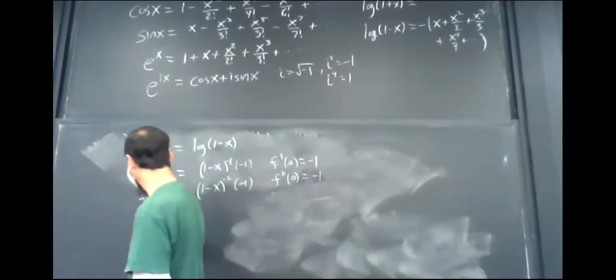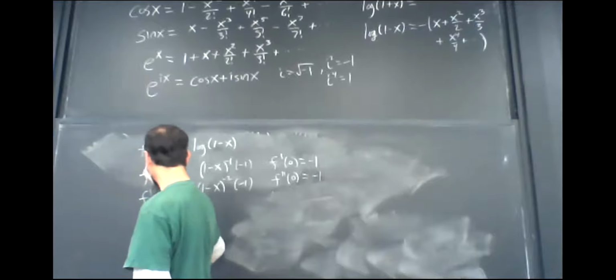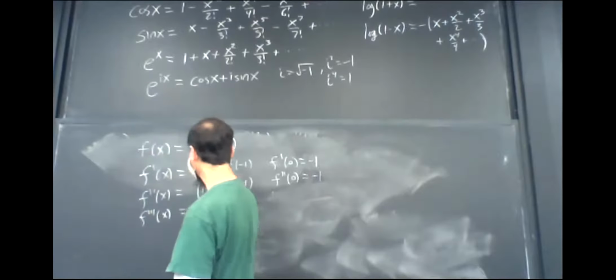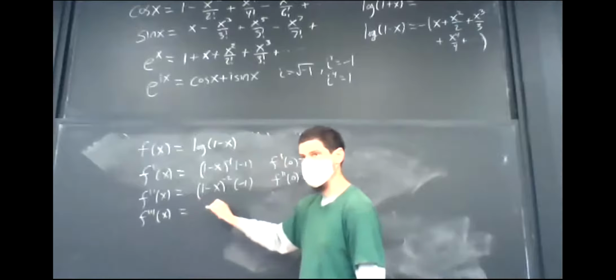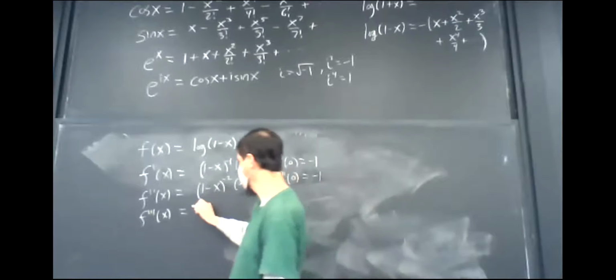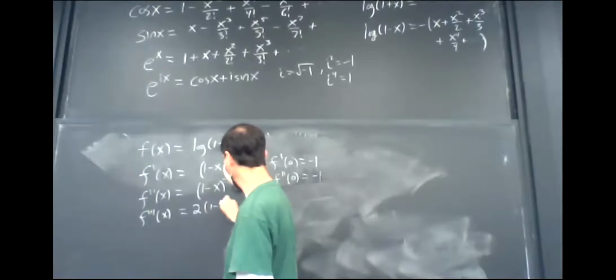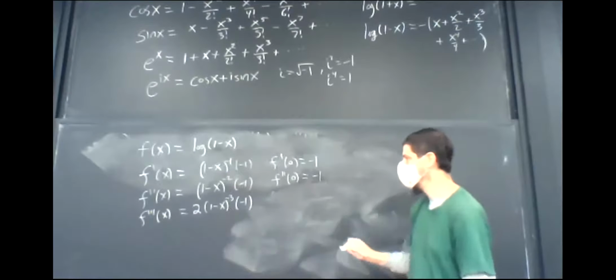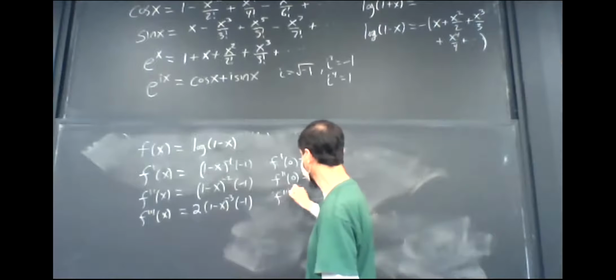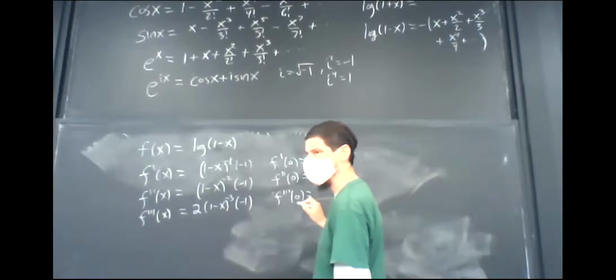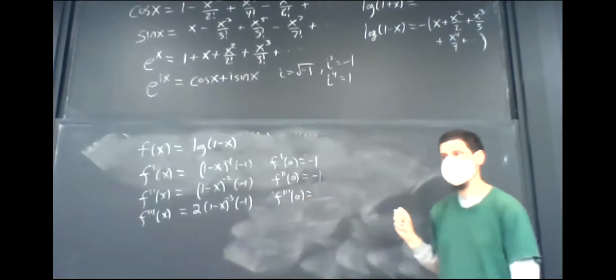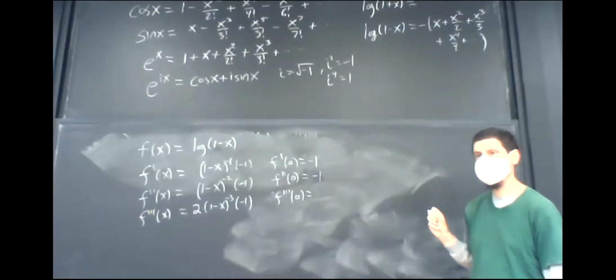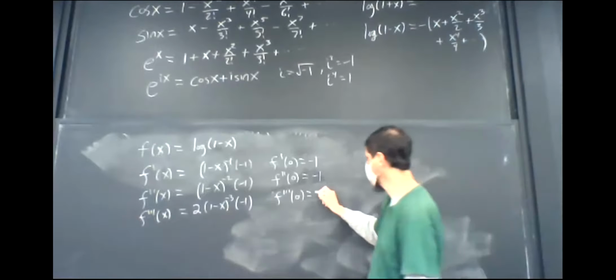Let's do another one. Let's do f triple prime. F triple prime of x. I bring down the negative 2. The negative signs are going to cancel. I'll have a 2 outside. 1 minus x to the negative 3, negative 1. What's f triple prime of 0? Negative 2.